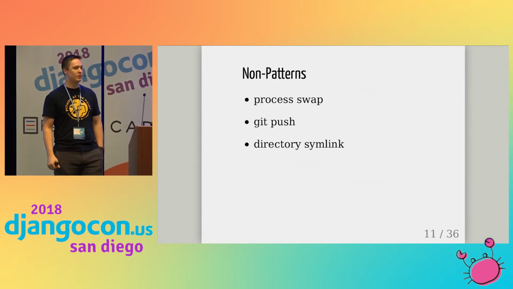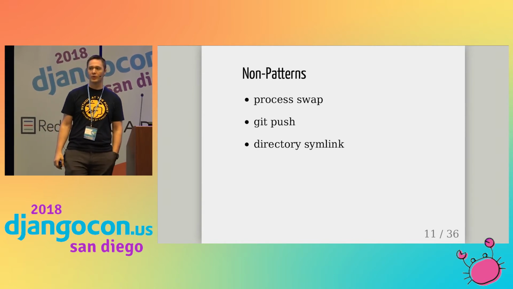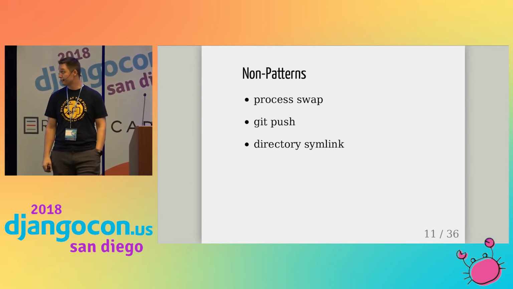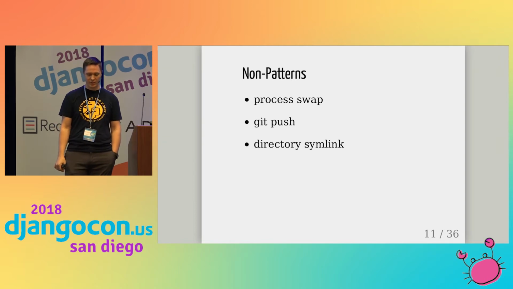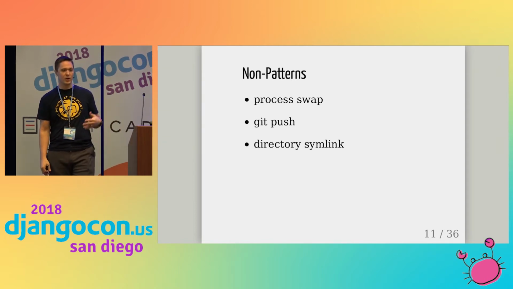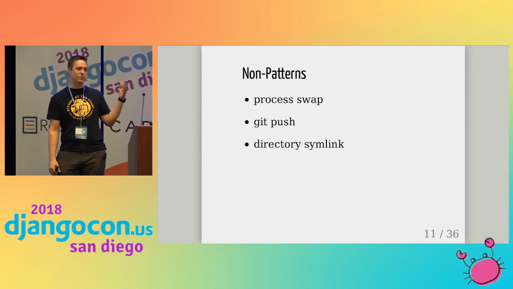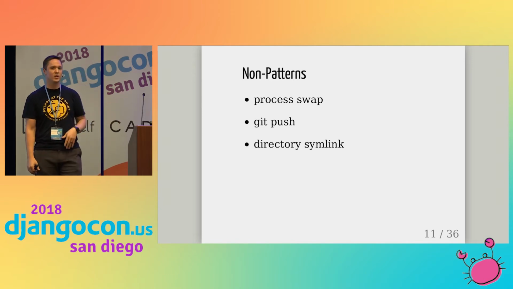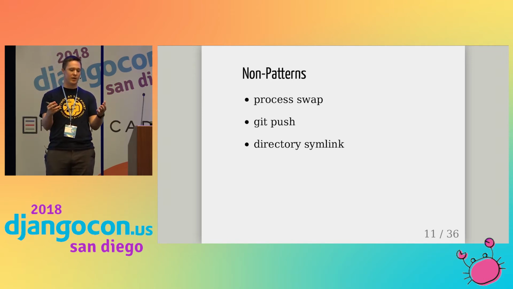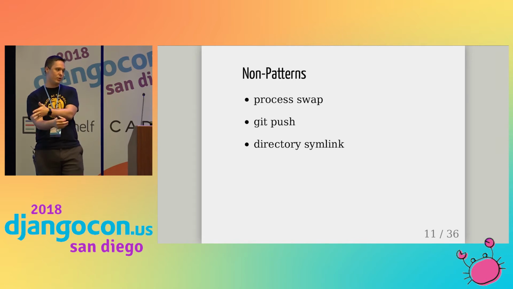Here are some things that you probably shouldn't do if you care about downtime. A common deployment strategy I see is people say, oh, well, I have Tomcat or Nginx running in front calling this other process, so I'm just going to spin up another process, and then I'm going to change my configuration file to point to the other process.